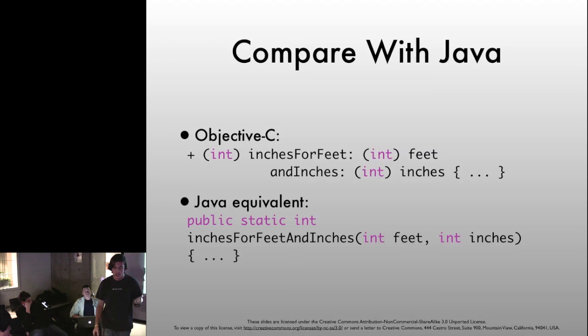So if I want to find how many inches are in 12 feet 10 inches, I'd say my class inches for feet 12 and inches 10. And then it's really obvious that I'm saying 12 feet and 10 inches, however many inches that is. And then it makes Objective-C really verbose at times. You can have really long method calls, like that NSBitmapImageRep method call, but it makes it really readable.